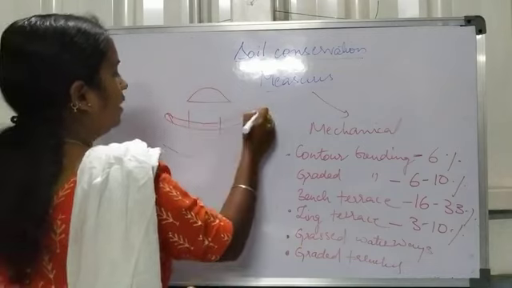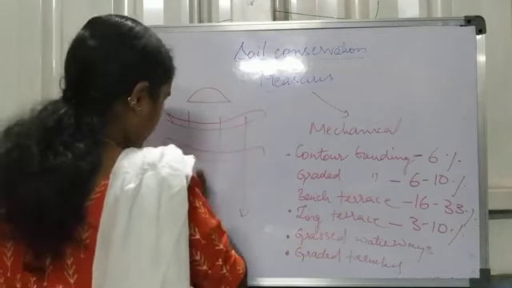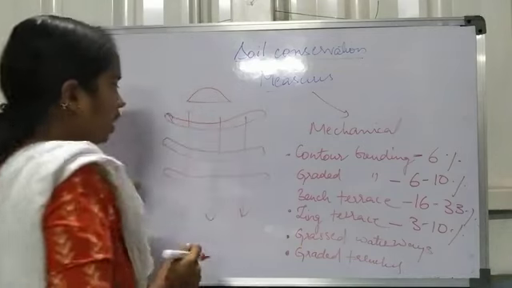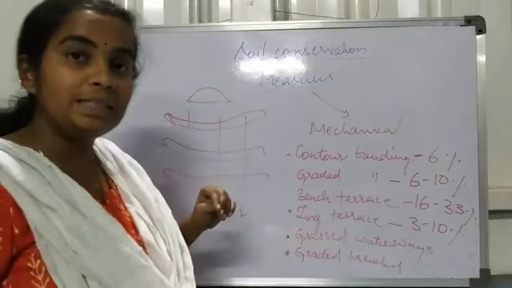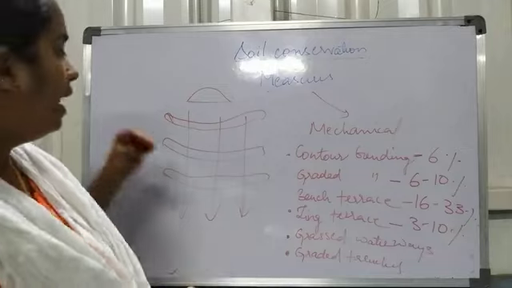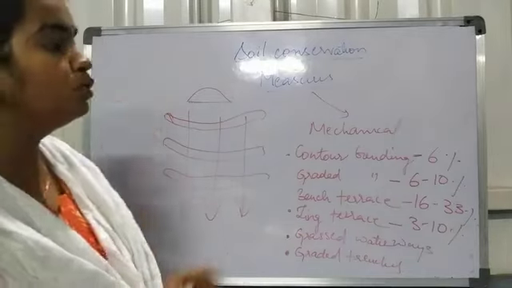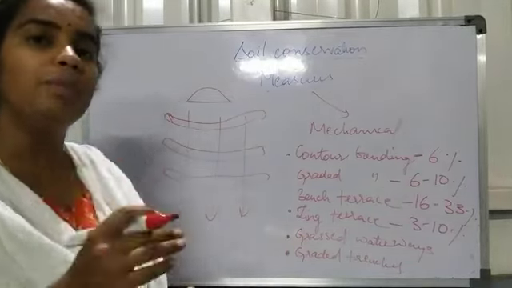If we bund it here, the soil which will be moving through the slope can be restricted, it can be reduced, and it can also be used for cultivation of different types of crops.